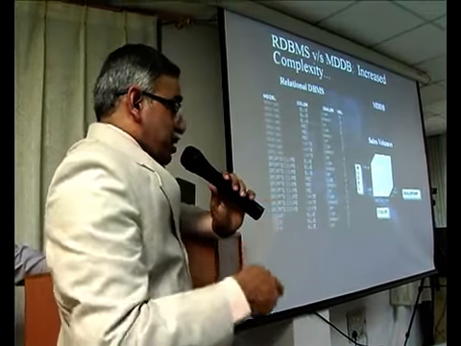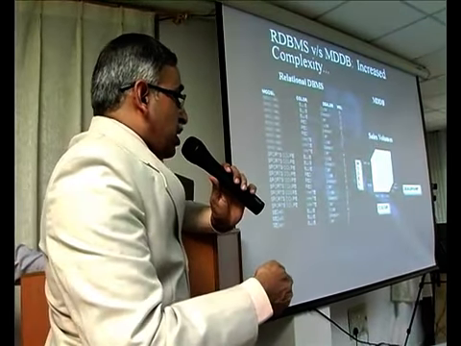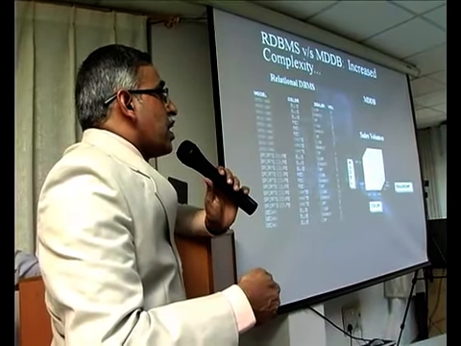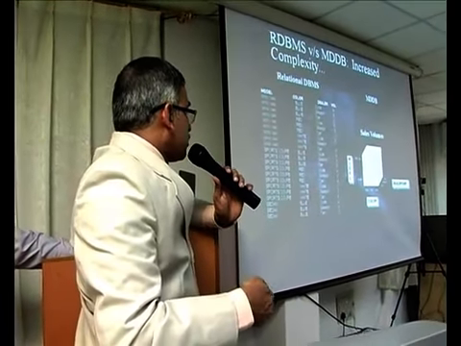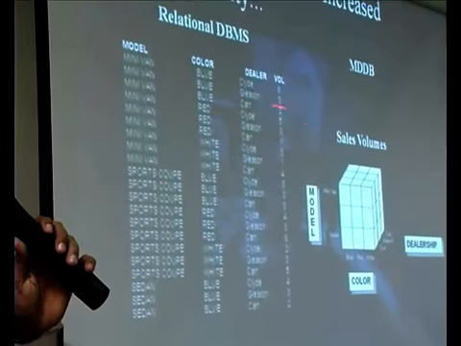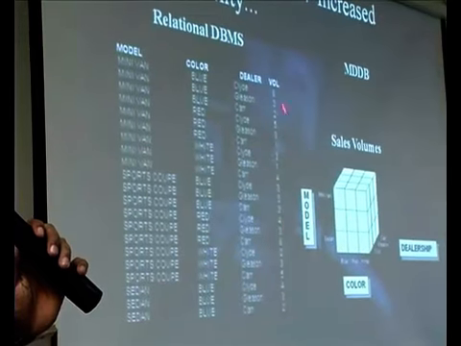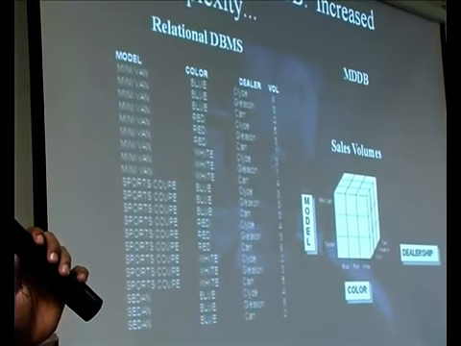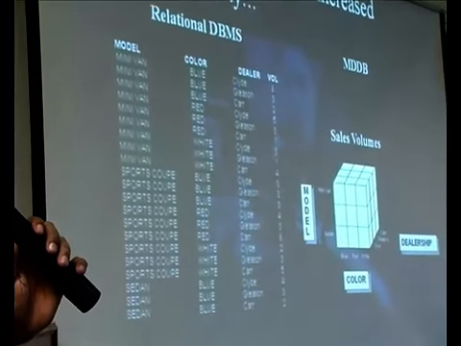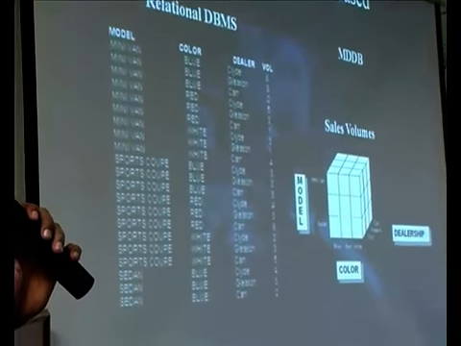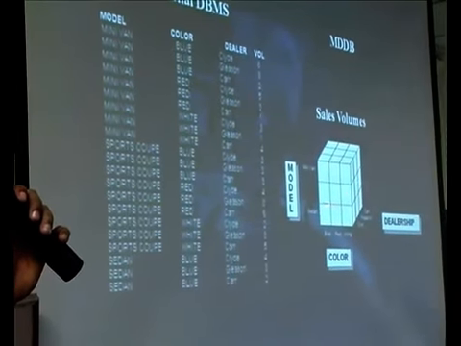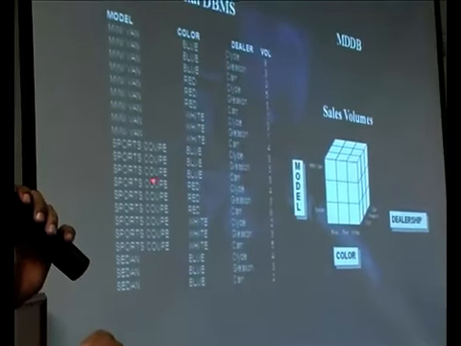So if you observe the complexity here, when 1 dimension is added in a multidimensional representation, it always requires fewer cells compared to the relational table representation. So I am generalizing this with the computation again. In the relational DBMS, 3 dimensions with 1 measure require 108 cells, 27 into 4, whereas here it requires only 27 cells. So this is much faster. Operations on this are always faster than operations on the relational table.